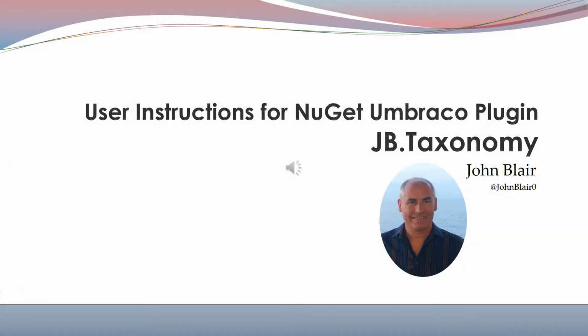This video contains user instructions for using the NuGet Umbraco plugin, JB.Taxonomy. This is a property editor and content app that's used to assist with tagging content and searching content against those tags.